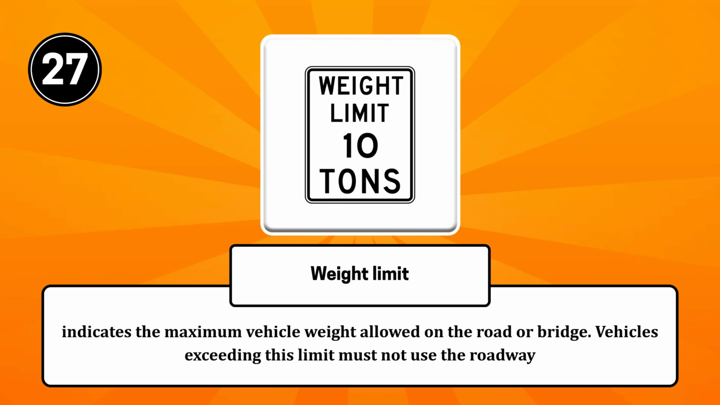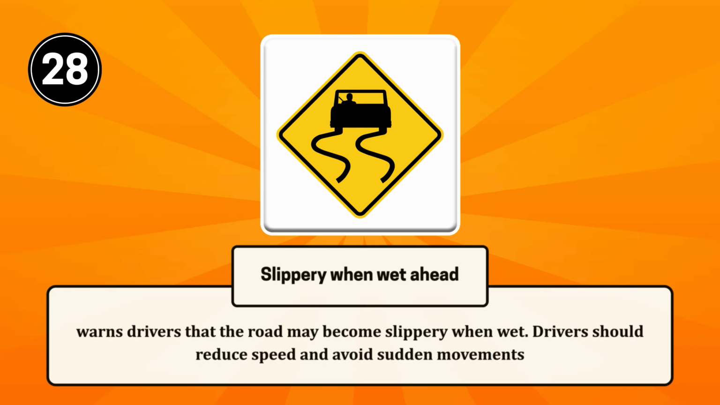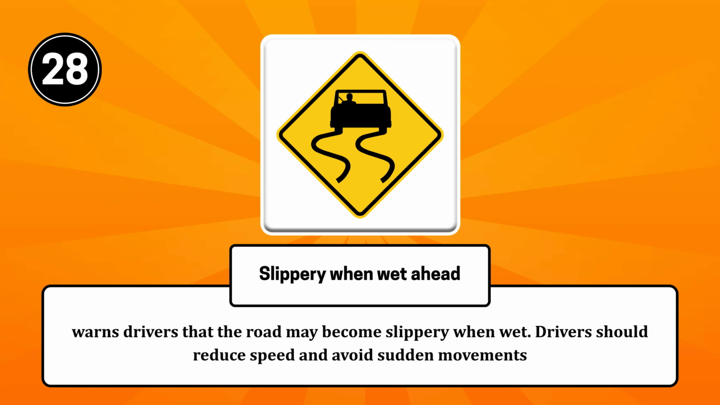The weight limit sign indicates the maximum vehicle weight allowed on the road or bridge. Vehicles exceeding this limit must not use the roadway. The slippery when wet ahead sign warns drivers that the road may become slippery when wet. Drivers should reduce speed and avoid sudden movements.